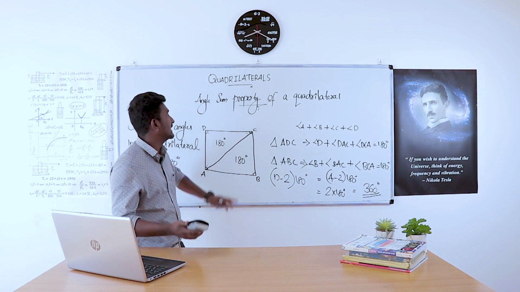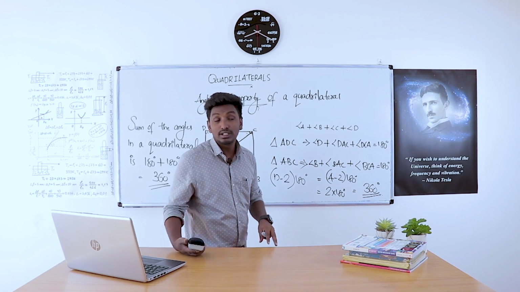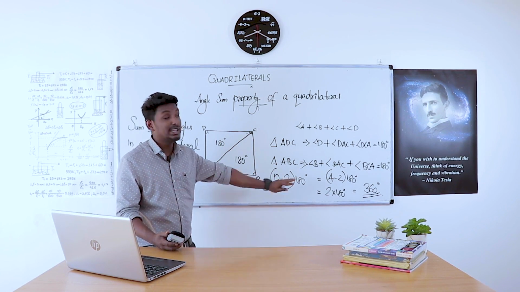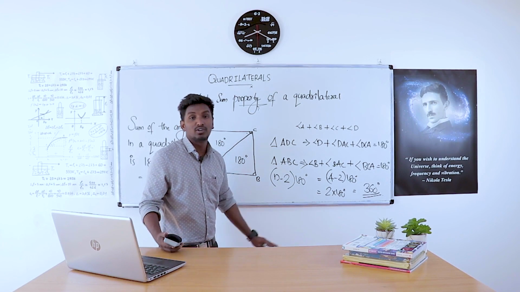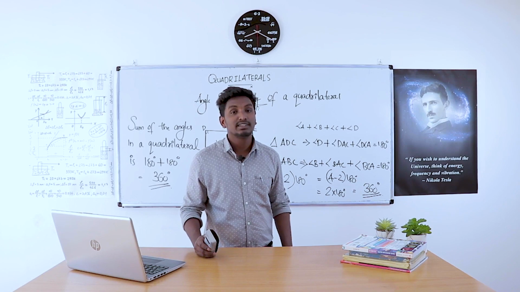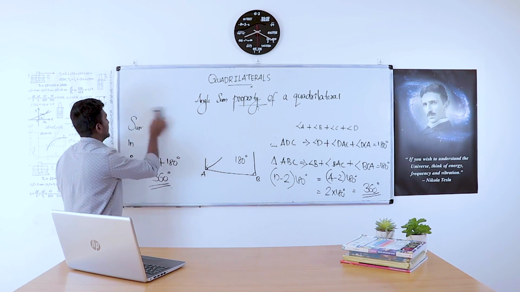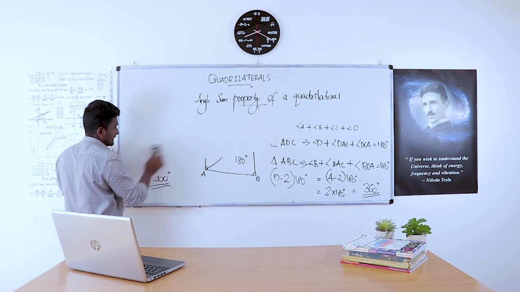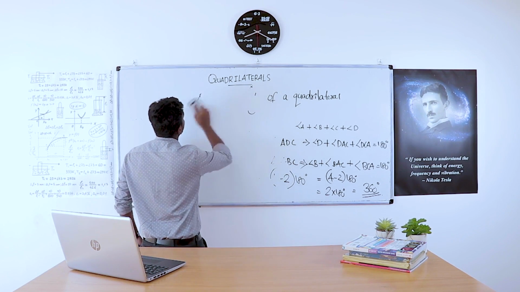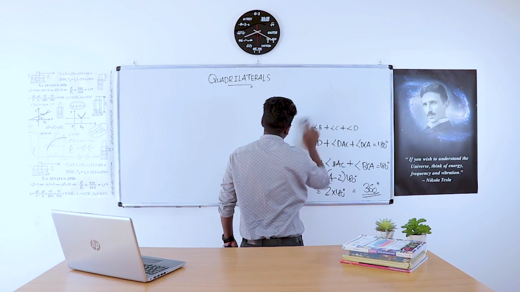So you have to memorize that the total angle in a quadrilateral, or the sum of the angles in a quadrilateral, is always 360 degrees. For any type of quadrilateral, the sum of the angles in it is 360 degrees. Clear? Now I am going to draw some quadrilaterals and try to explain their features.